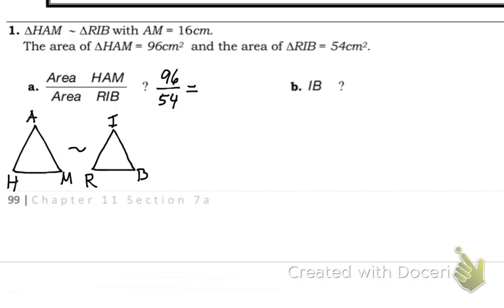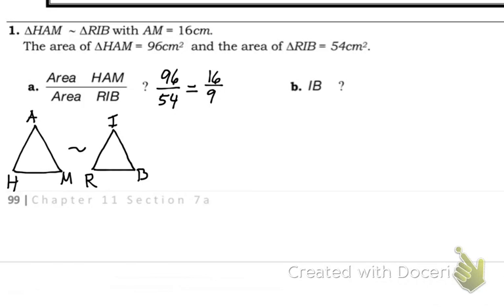I don't want to deal with 96 over 54 because I know for a fact at least 2 goes into it. Can someone simplify that for me? I know at least 2 goes into it. Anyone get it? Yeah, 6 over 9. So it's 16 over 9. It becomes 16 over 9. So that is my ratio between areas.